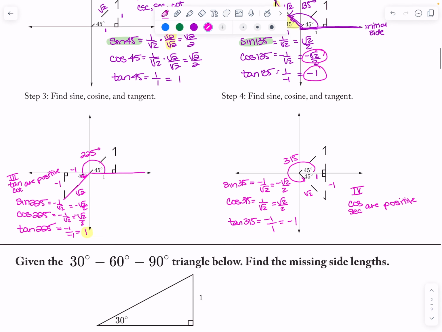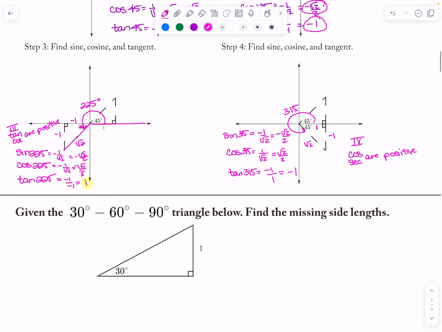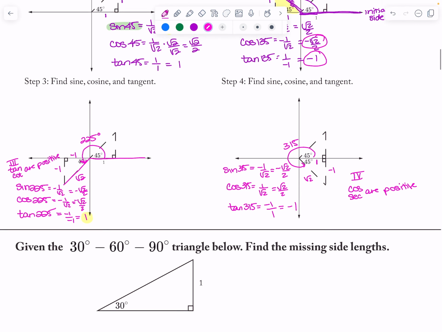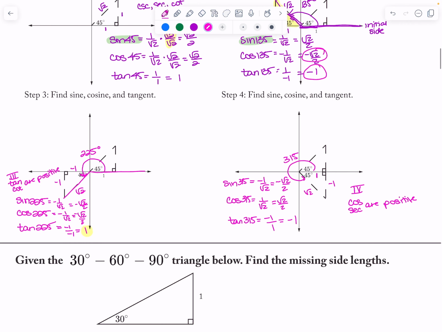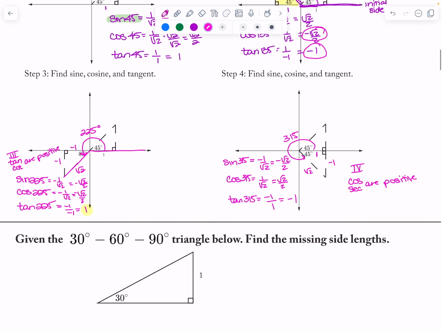And so you're starting to see a little bit, you're like, oh, well, in one quadrant the sine is positive. In one quadrant the tangent is positive. In one quadrant the cosine is positive. And in another quadrant, everybody's positive. So now when we go and simplify this, let's go ahead and take a look.